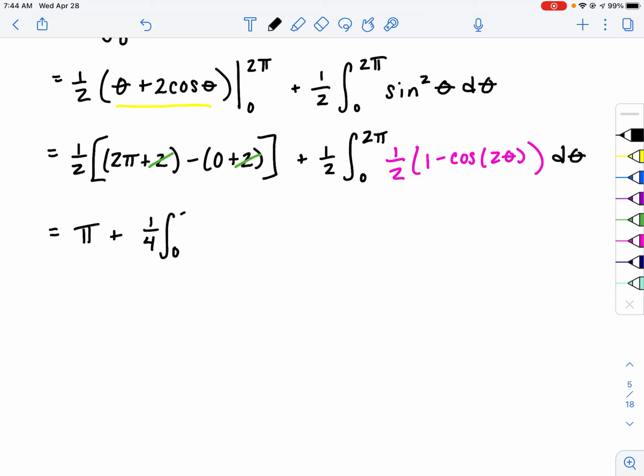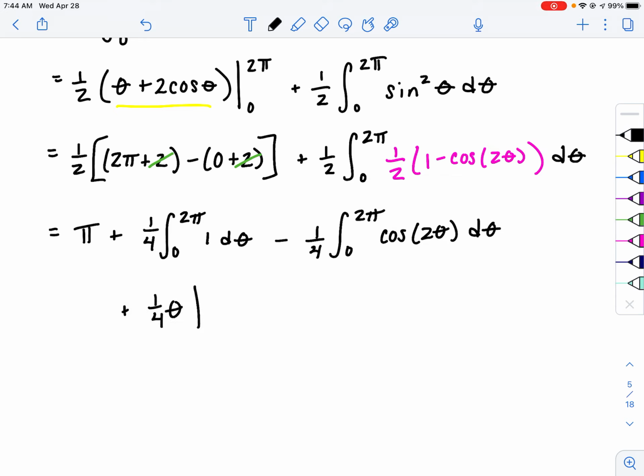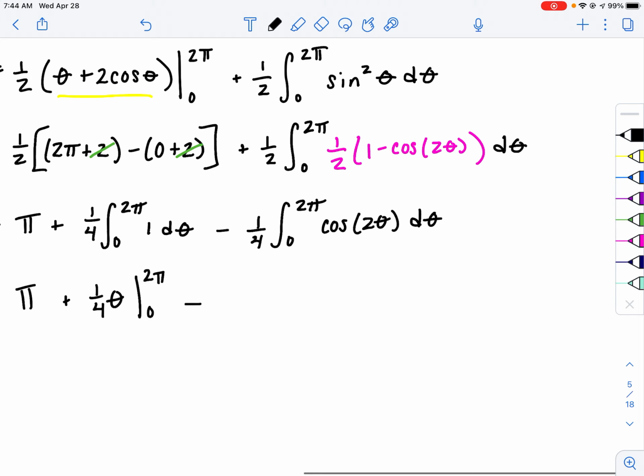And then I'm going to get 1/4 the integral from 0 to 2 pi of 1 d theta, minus 1/4 the integral from 0 to 2 pi of cosine of 2 theta, just splitting it up using my integral properties. So the integral of d theta is really easy. That's just going to be 1/4 of theta evaluated from 0 to 2 pi, and we'll bring the pi down from our previous part of the answer.